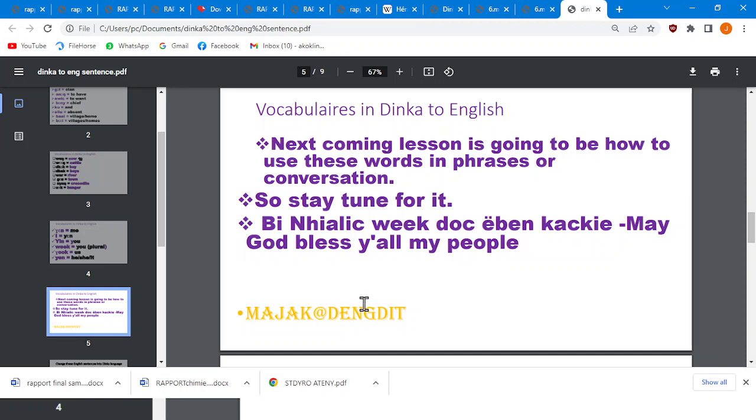Dinka language. Of course, those who are going to benefit in English. For me, I'm not focusing on pronouncing English words well, but I'm focusing on Dinka, and some words in English.